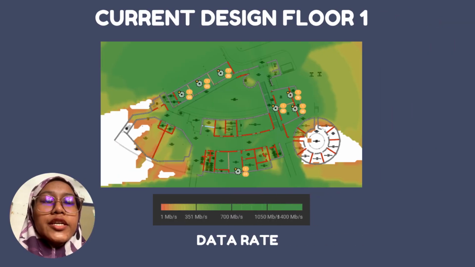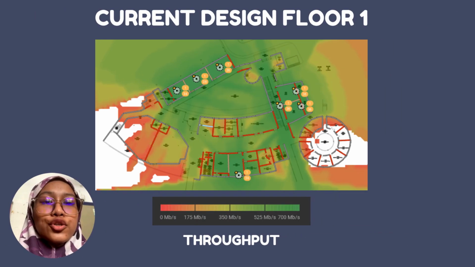For the data rate, it mirrors the coverage map almost exactly, around 65 megabits per second on average, dropping close to 0 across the lecture halls, the DK, and the circular part, and only climbing to 200 or 300 megabits right next to the 7 APs. For the throughput, after real-world Wi-Fi overhead, that becomes about 33 megabits per second on average, and inside those zones, effectively no usable throughput at all.